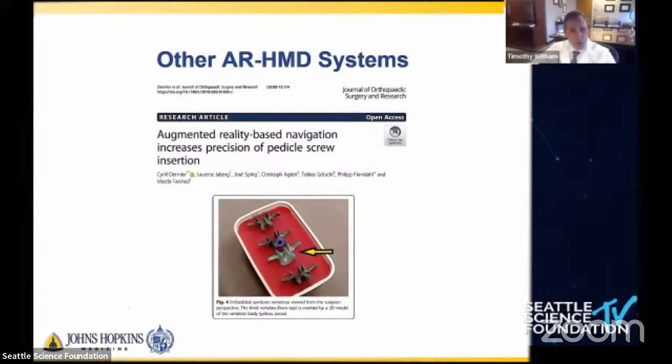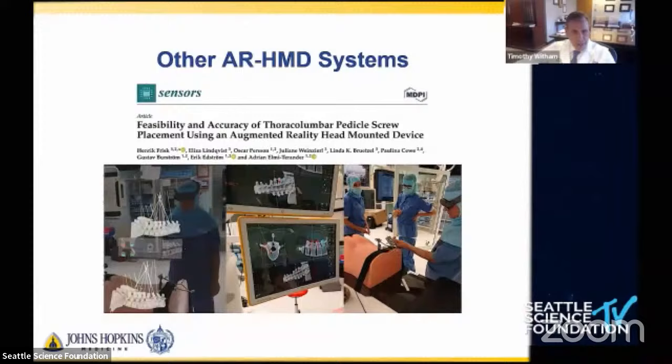This is another group out of Switzerland that have used the Microsoft HoloLens, similar concept to the Magic Leap, and they've shown this is feasible using, again, a sawbones model with a good accuracy rate for placing spinal instrumentation. Dr. Elmi Terender and his group have also looked at the Magic Leap system, similar to Dr. Lenke. Again, they've used this in spine phantoms and have demonstrated a high accuracy rate for placing pedicle screws, at about 94%.